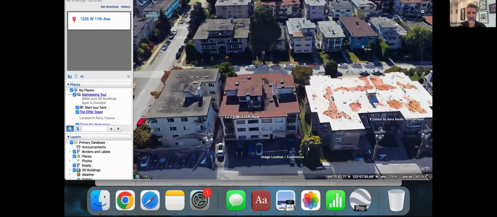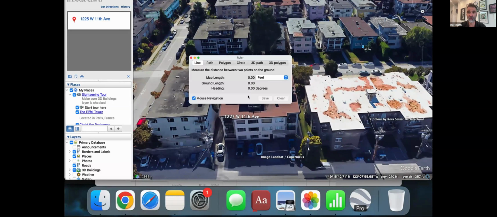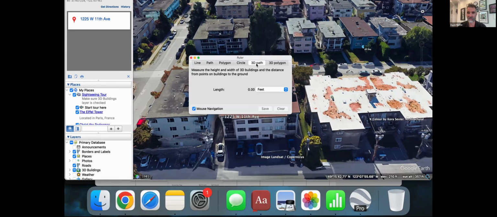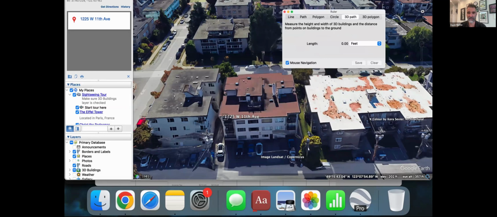I'll show you when we go to Street View, you'll see the decks we're replacing. But first I went up and clicked the ruler icon, which I'm not sure you could see, so I'll do it again. The ruler icon comes up. I'm going to click this 3D path button, and this is going to allow me to measure the building. I've chosen feet as my measurement. Now I'm going to move the ruler out of the way and start measuring.